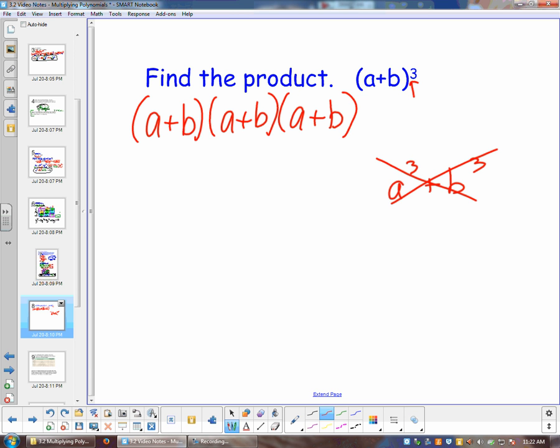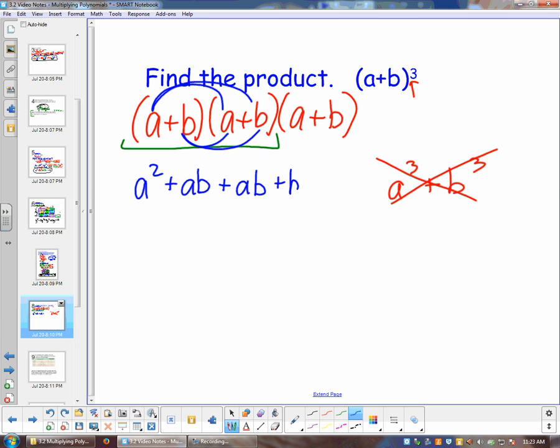So similar to what Mrs. Pesic did on the page before, in order to multiply 3 terms together, you first have to multiply 2 of them together, and then we'll multiply that answer by the third. So since I have a binomial and a binomial, let's use FOIL for this first part. So if I do first times first, a times a is a squared. Outer will be plus a times b. Inner will be again plus a times b, and my last b times b will be plus b squared.